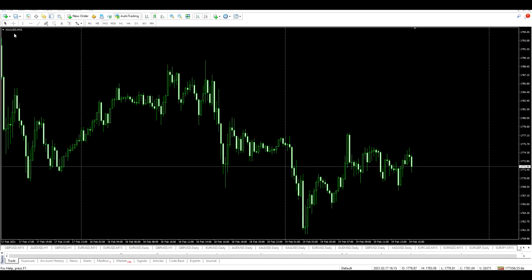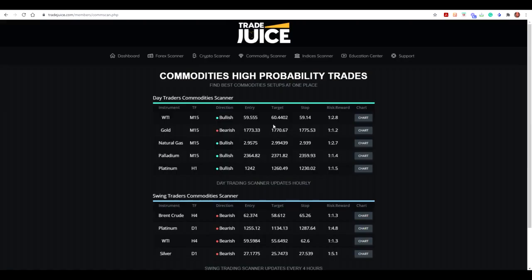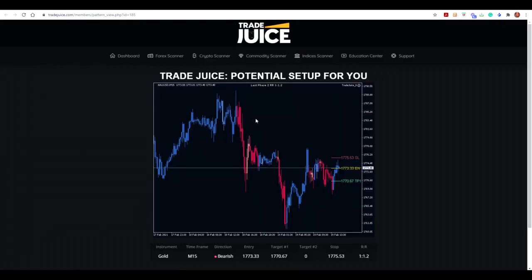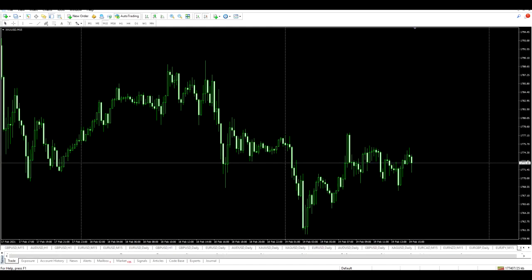Hi guys, I'm on the gold USD 15-minute chart. And the reason I'm on this is because Tradejuice has highlighted this as a potential high probability trade setting up. Now, I do have a chart that I can use for this, and it gives me the entry point, stop loss, and take profit. Now, the entry point, just during the time of doing this recording, is actually just here at the moment.